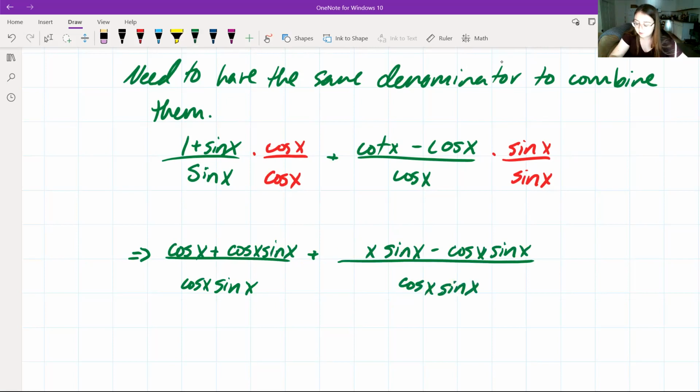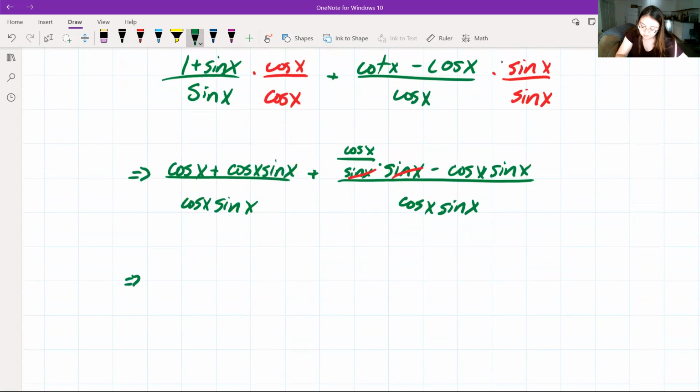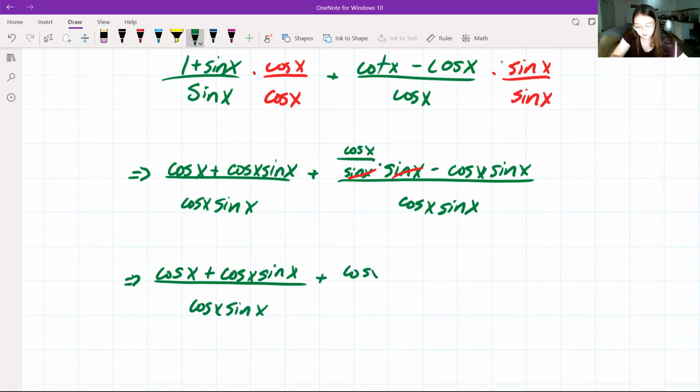And this is all divided by cosine of x times sine of x. Now it's important to notice that cotangent of x is also cosine of x over sine of x. So what happens here is that our sine of x's get canceled out. Now what we have left over is cosine of x plus cosine of x times sine of x, all over cosine of x times sine of x, plus cosine of x minus cosine of x times sine of x, divided by cosine of x times sine of x.